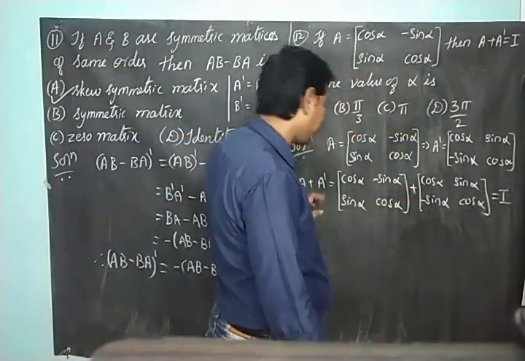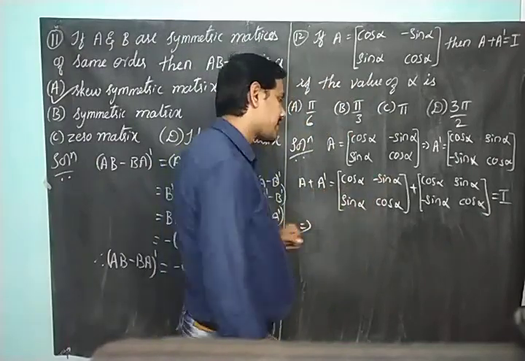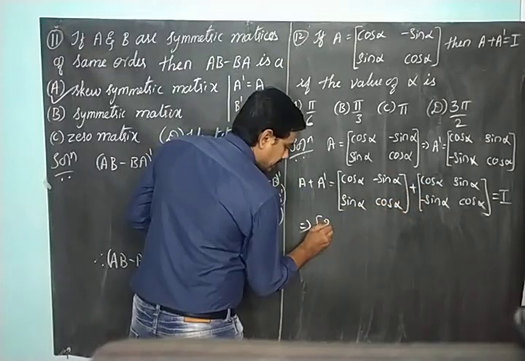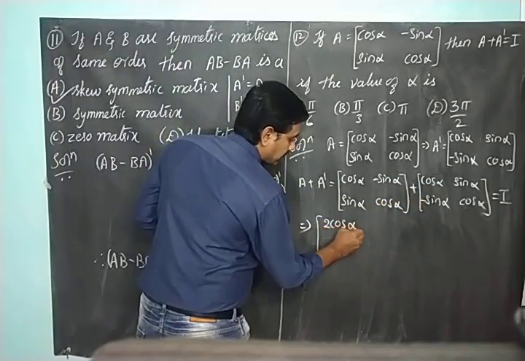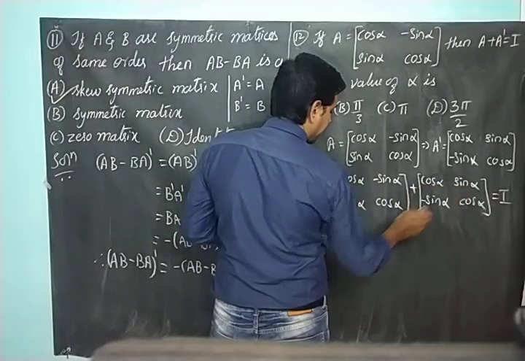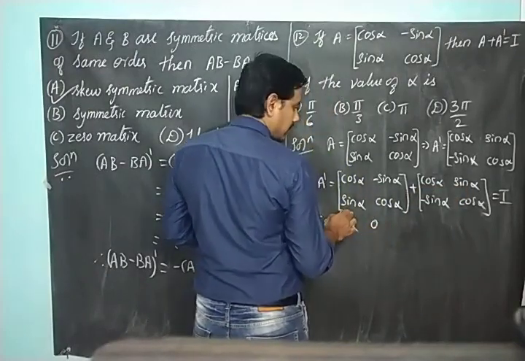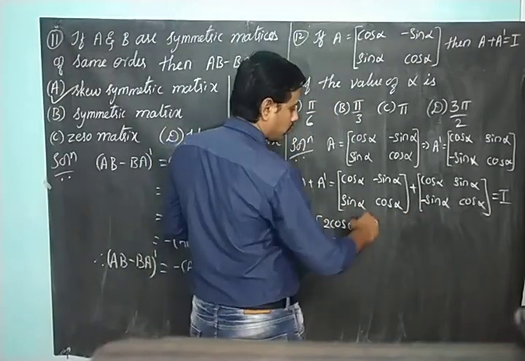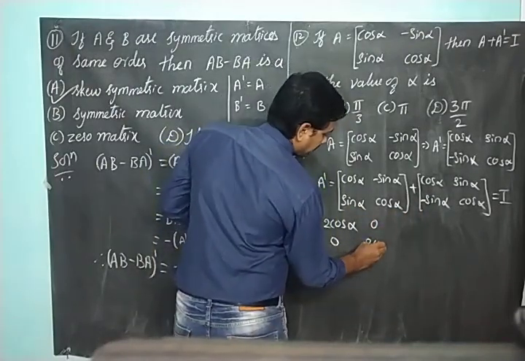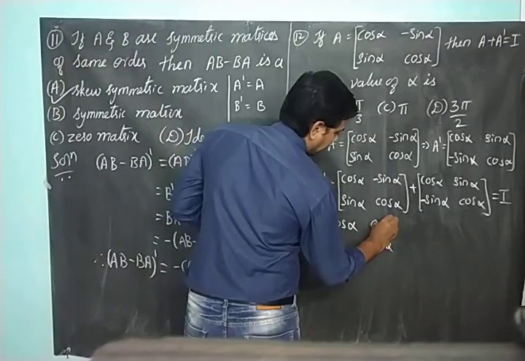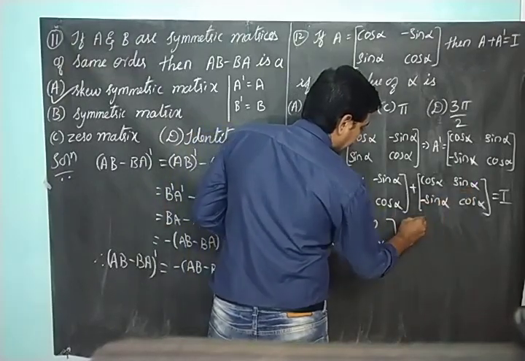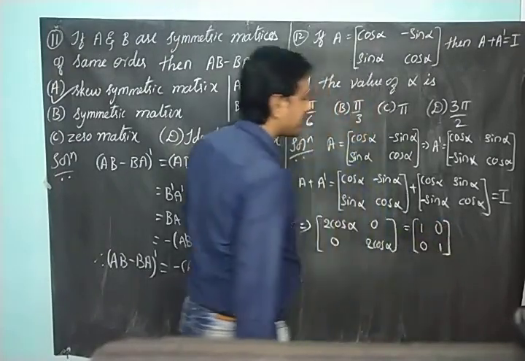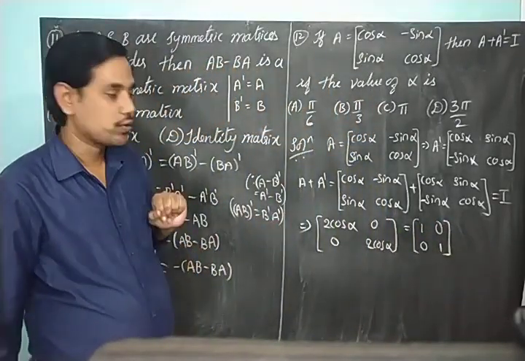If you add these two matrices, what will we get? Cos alpha plus cos alpha is 2 cos alpha. Minus sin alpha plus sin alpha is 0. Sin alpha minus sin alpha is also 0. Cos alpha plus cos alpha is 2 cos alpha. This is equal to I. What is I here? I is the identity matrix, which is nothing but 1 0 0 1.